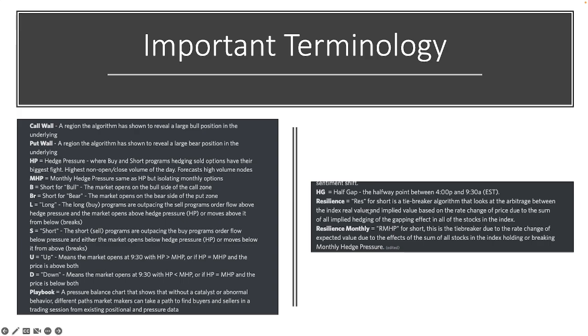And so the gray line is the normal resilience, which typically corresponds with the half gap, and then the orange line is the monthly resilience, which comes into account when we talk about monthly hedge pressure.